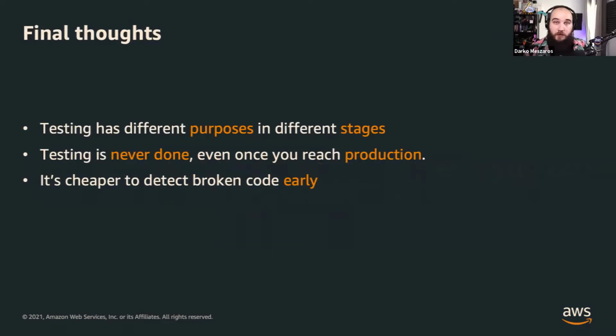Testing is never done, no matter how satisfied you are with your code. Even if you push it to production and it's fine, keep on looking at it. Use the principles of observability, use metrics, use logs, use tracing to see is your application doing what you want it to do. And finally, it's much cheaper to detect broken code early, right?